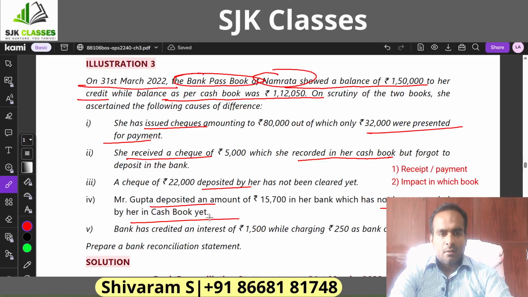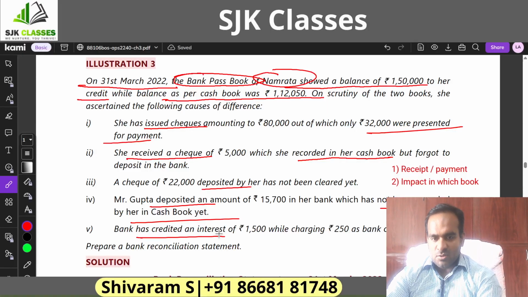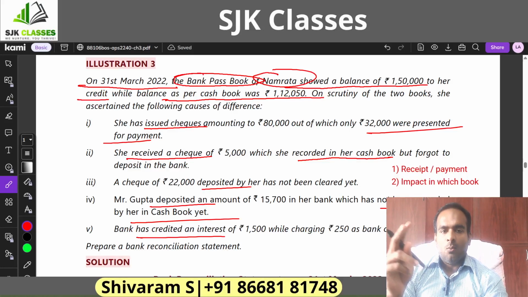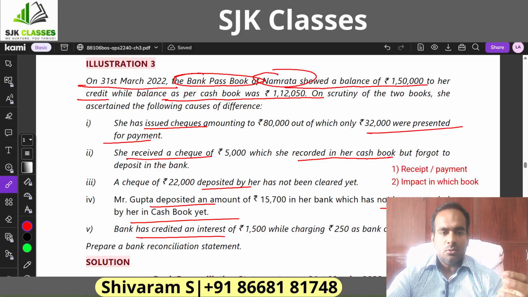Then last point, bank has credited an interest. So there is a credit of interest in the bank. That means a case of receipt of 1,500 while charging 250 as bank charges. Now there are 2 points here. One is the receipt of interest, the other is bank charges. Don't try to club these two. You have to view it individually. So these are two different points actually. What should happen here?